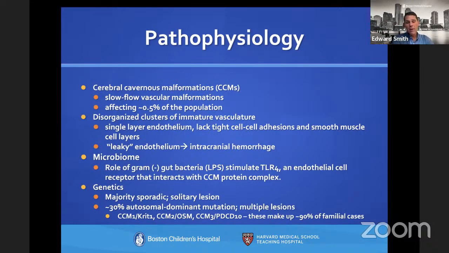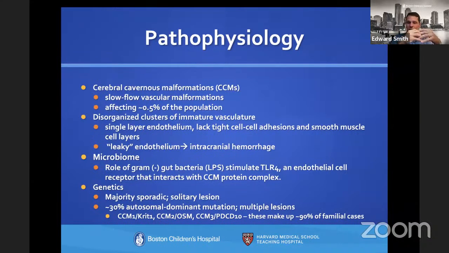They're very common, affecting about 0.5% of the population. So roughly 1 out of 200 people will have one somewhere. They're essentially immature vasculature. They're largely endothelial cells. And one of the big problems, and we'll talk about this at the science part in a little bit, is that they don't stick together really well.